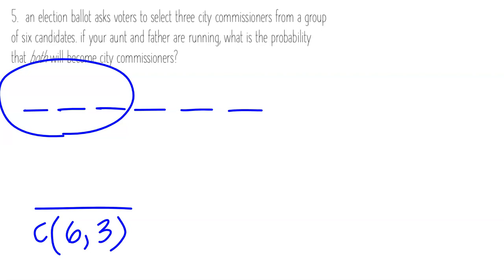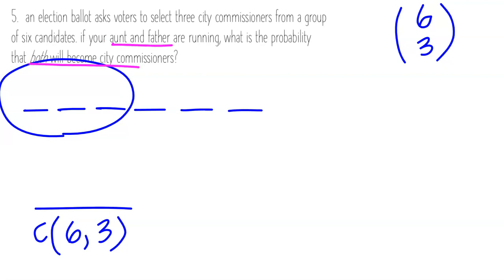And I know some of you have learned combinations and permutations already. I can tell from looking at your homework assignment, and you can write it like this too. I'm just putting that out there because quite a few people in this class did that. So this is how many different ways I can select any random 3 people from a group of 6 candidates. My numerator specifically, though, is how many different ways my aunt and my father can both become city commissioners.